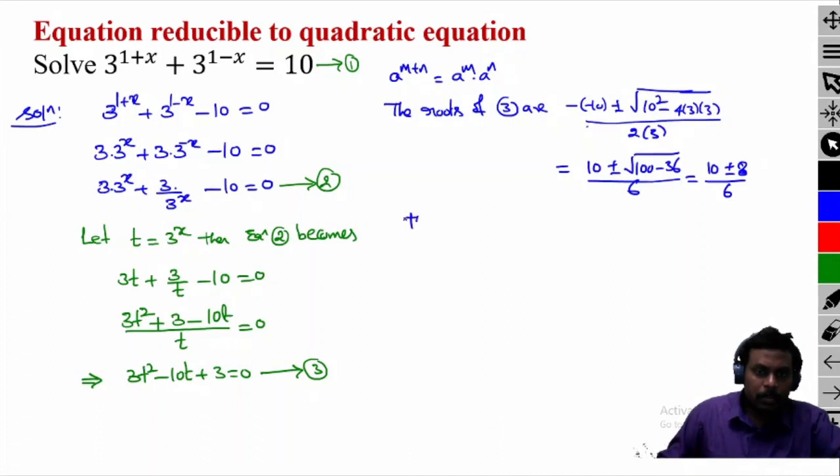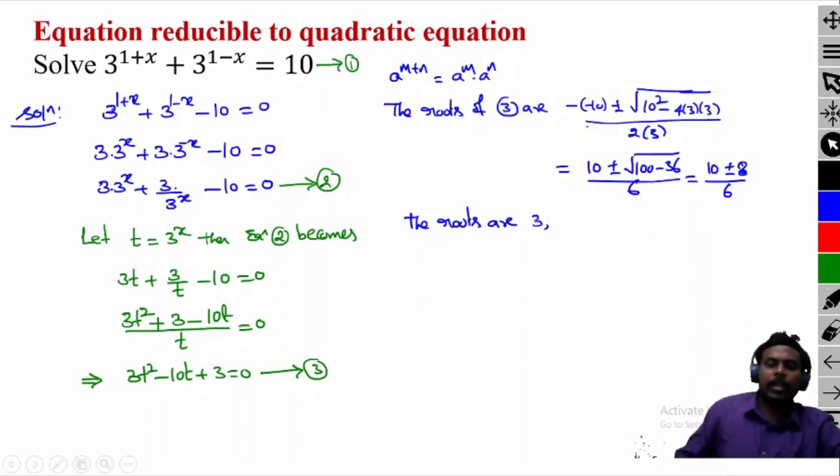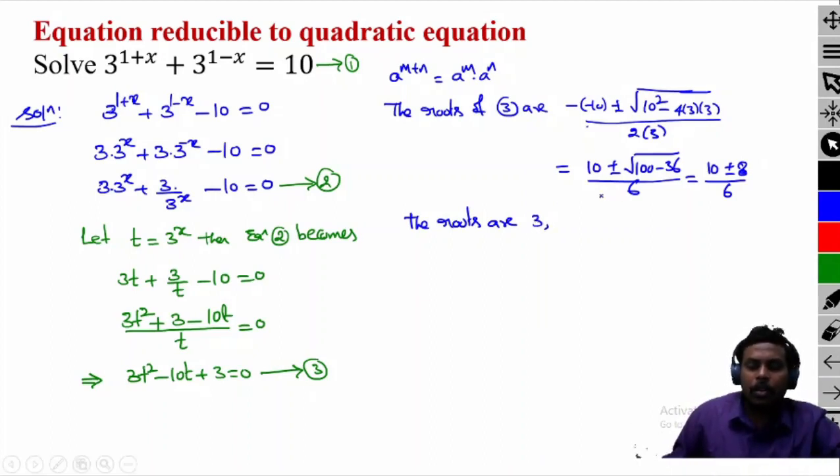So the roots are 10 plus 8 is 18, 18 by 6 is 3. 10 minus 8, that is 2, 2 by 6 is 1 by 3. So the roots are 3 comma 1 by 3. That means the roots of equation 3 are 3 comma 1 by 3. Now we have to solve for the values of x. Now let us do it case wise.